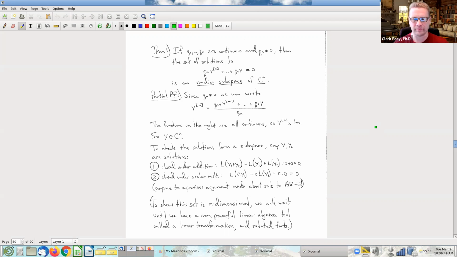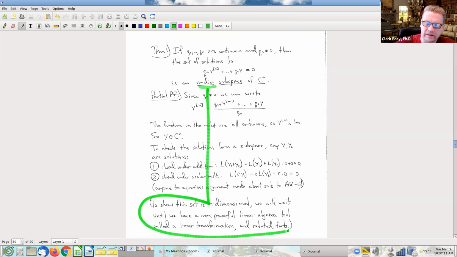I'm sure you'll all remember that as long as certain regularity conditions are met, the set of solutions to a homogeneous linear differential equation is an n-dimensional subspace of Cn. And now what I want to talk about here is the fact that it's n-dimensional. You may recall that we never really proved that. We said that, well, this will be easier to prove later after we have more powerful tools. So let's wait and do it later.